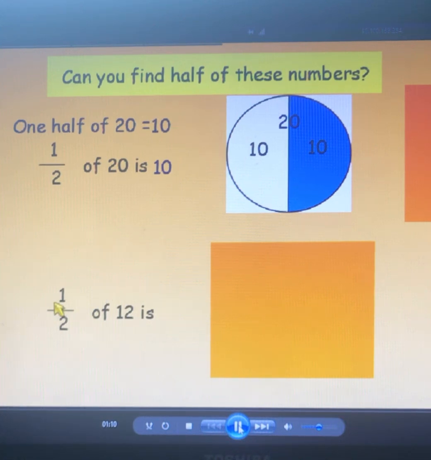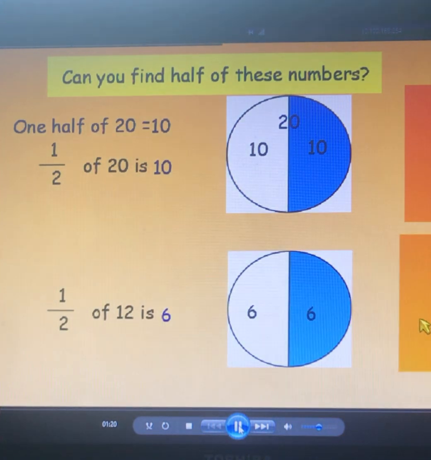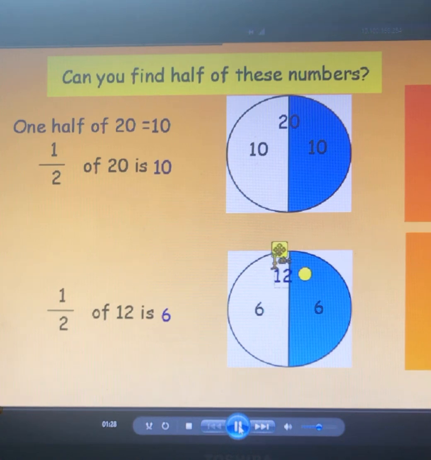Okay, let's have a think of this one then. What's half of 12? Half of 12 is 6. Half of 12 is 6. We'd have 6 on one side, 6 on the other side. If we had the whole, we would have 12. So if we had the whole of the number, it's 12. If we've got half of the number, that would be 6.